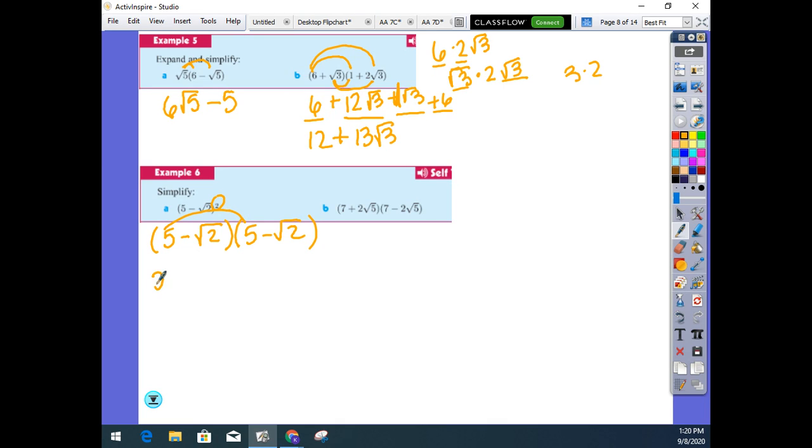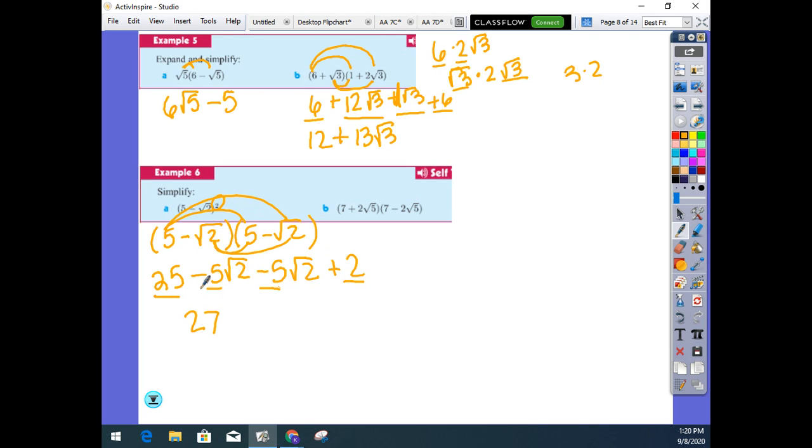5 times 5 is 25. 5 times negative radical 2 is just minus 5 radical 2. Distribute the negative radical 2 times 5 is still minus 5 radical 2. Negative radical 2 times negative radical 2, that's a positive. Radical 2 times radical 2 is 2. Combine like terms. 25 plus 2 is 27.